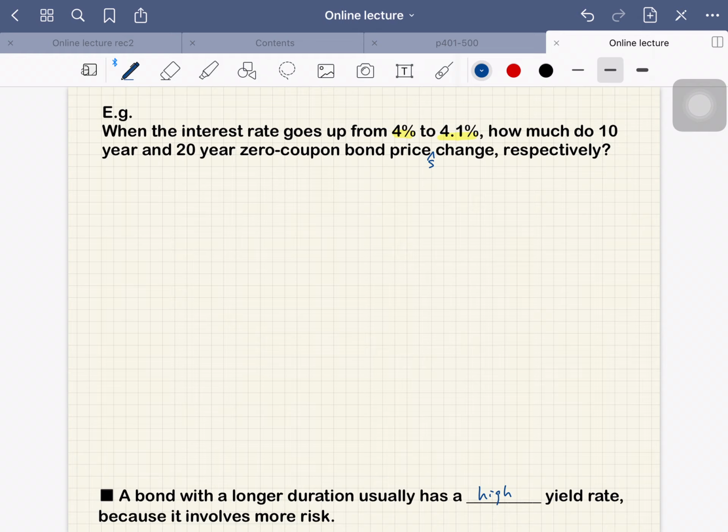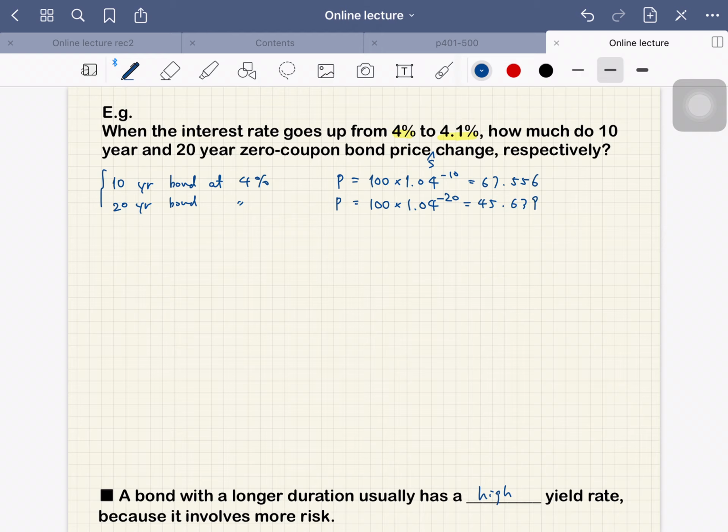Okay, so now we want to calculate these two. At first, we want to calculate the price when interest rate is 4%. So what's the price for the 10-year zero coupon bond at 4%? The price is equal to 100, the redemption value, times 1.04 to the power negative 10. So this is 67.556. And how about the 20-year bond at the same rate of 4%? Then P is equal to 100 times 1.04 to the power negative 20. So this becomes 45.639.